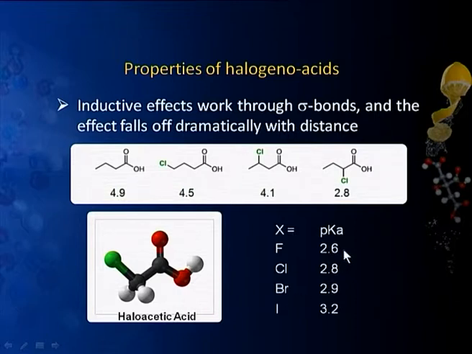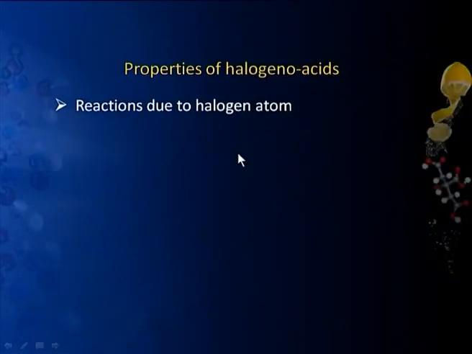So, amongst these acids this is the weakest acid, but still iodoacetic acid is a stronger acid than acetic acid because the pKa value for acetic acid is 4.7. Then let us take up the reaction due to the halogen atom.